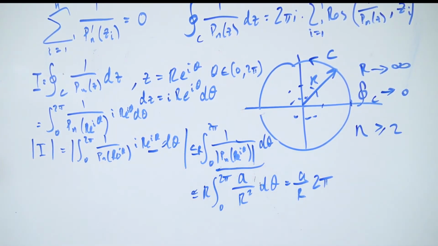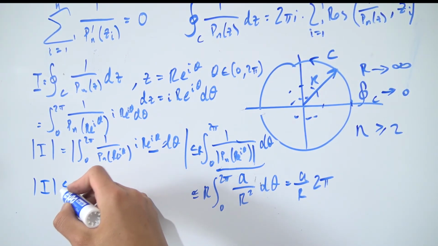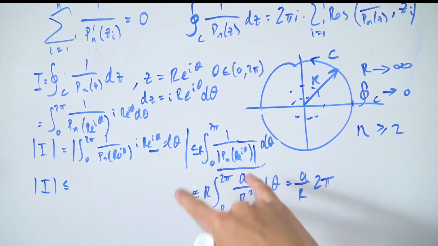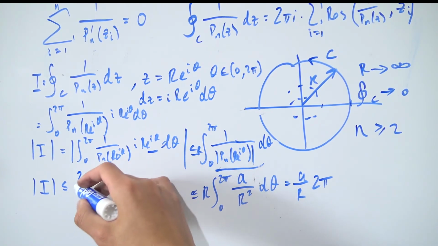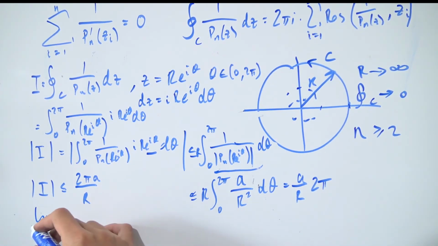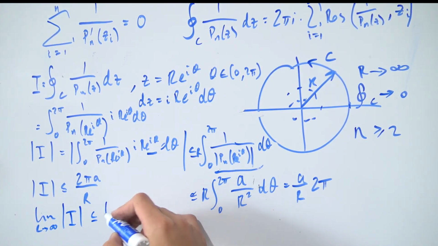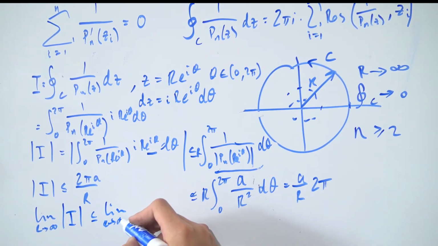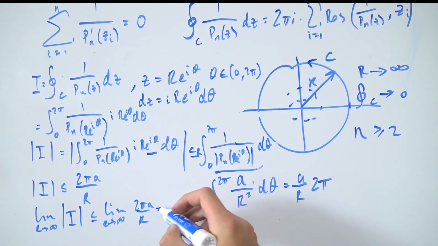So after all of that work, we found that the absolute value of I is less than or equal to this integral right here, which is less than or equal to this thing, which evaluates to 2 pi a over r. And remember, we wanted to let our r approach infinity. So if we take the limit on both sides, the limit as r approaches infinity of the absolute value of I is less than or equal to the limit as r approaches infinity of 2 pi a over r. And that limit as r gets really big is just going to vanish off to 0.